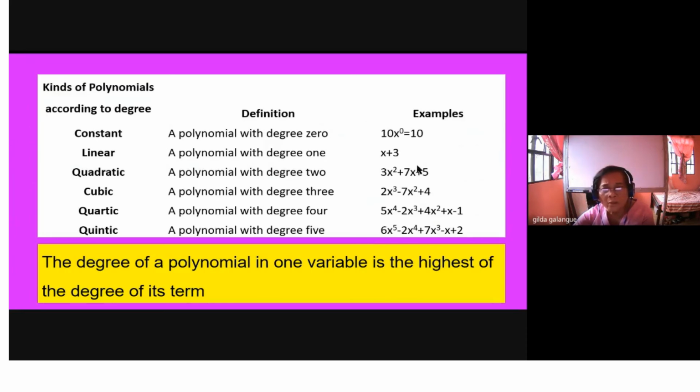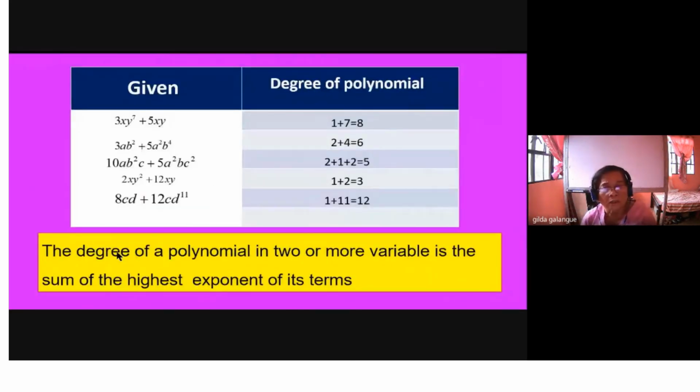By the way, we have only one variable here, x. If we have only one variable, the highest exponent of that one is the degree of the polynomial. The degree of a polynomial in one variable is the highest degree of each term. All right, we have this one, 3x raised to 7 plus 5xy. But we don't have one variable. We have two or more variables. How do we know the degree of a polynomial if we have two or more variables? The degree of a polynomial in two or more variables is the sum of the highest exponents of its term.